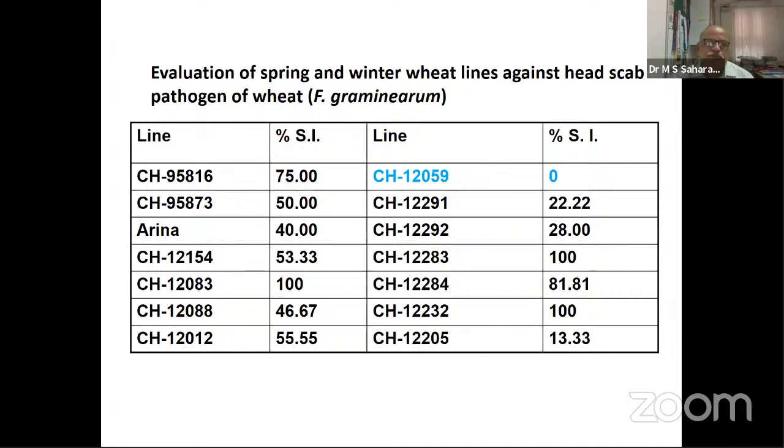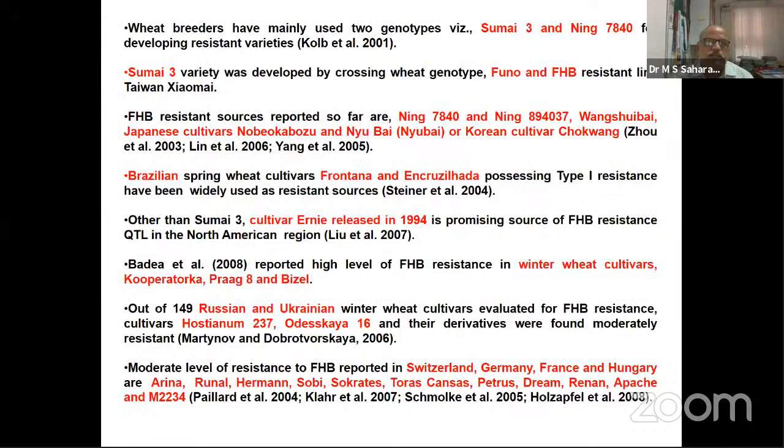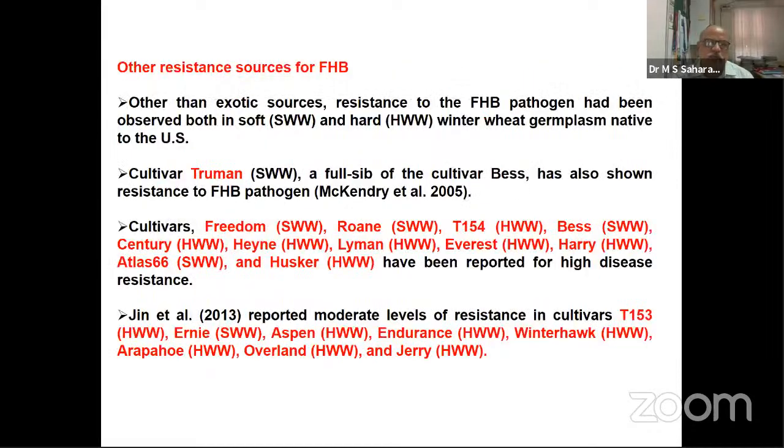We also evaluated some Meritini lines, and we could find that some lines are resistant, which were developed by Dr. Vinod here at IARI. These are some other sources present in other countries, like Sumai3, Ling 7840, and Puno. This is an overall view of the resistant sources available other than in India.